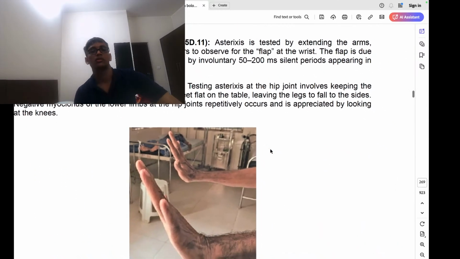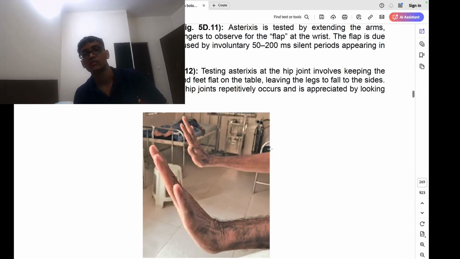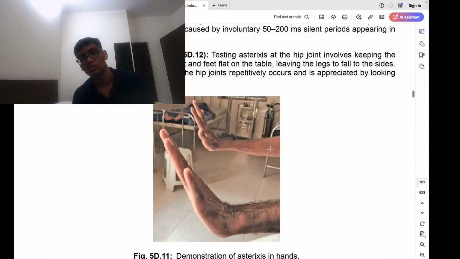Demonstration: you extend the arm, dorsiflex the wrist, and spread the fingers. You observe for the flap at the wrist. It is due to irregular myoclonic lapses caused by involuntary 50 to 200 millisecond silent periods appearing in tonically active muscles.